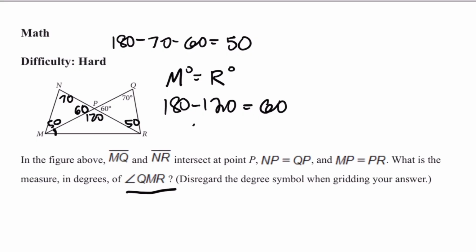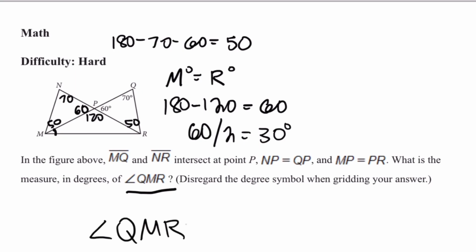All we're going to do now is just divide that by 2, and I did 180 there because all of the angles in a triangle are equal to 180. So your final answer for QMR is going to be 30 degrees.